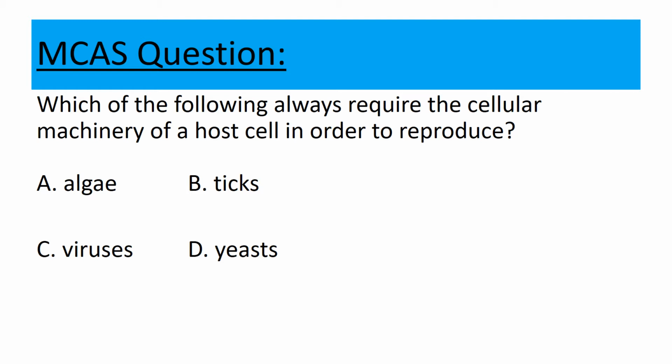Which of the following always requires the cellular machinery of a host cell in order to reproduce? This is a big word on the MCAS when we're talking about viruses. Obviously, the answer is C. Viruses need host cells to reproduce.